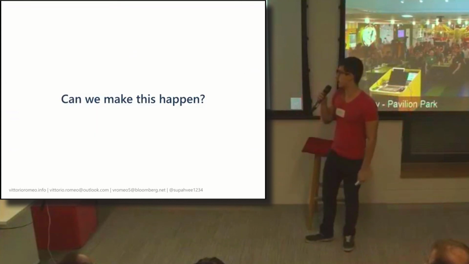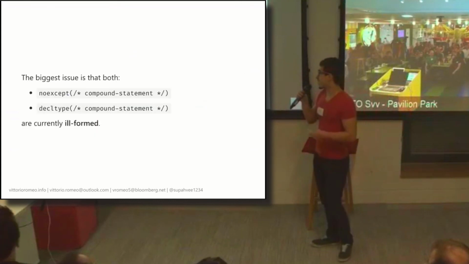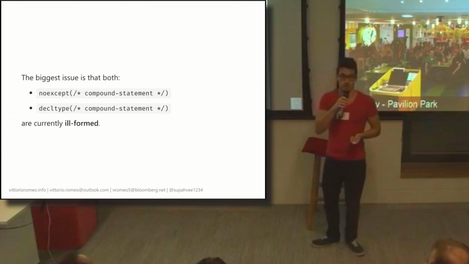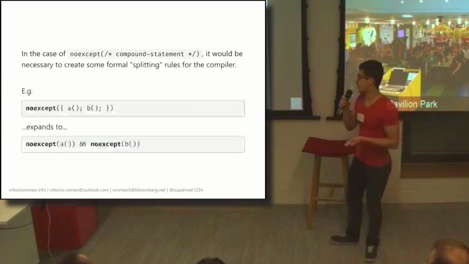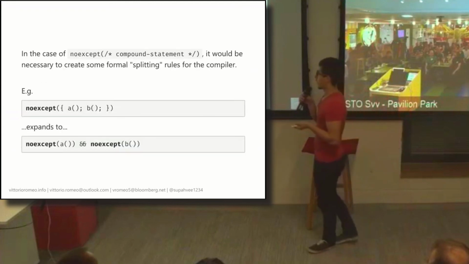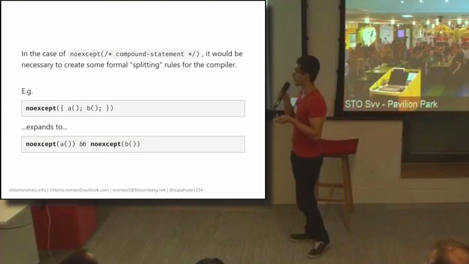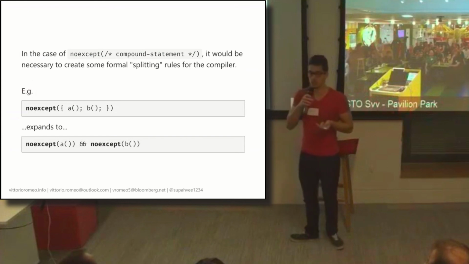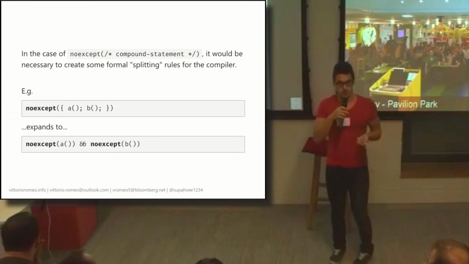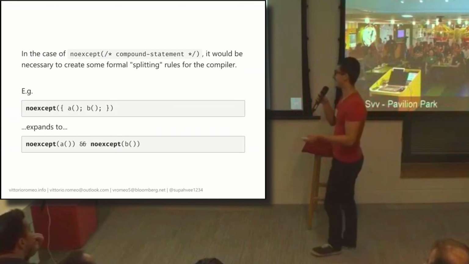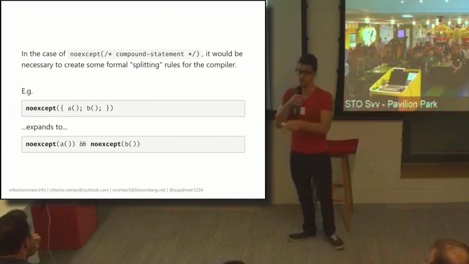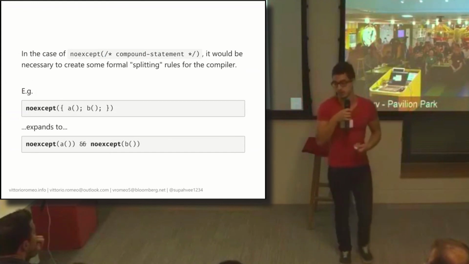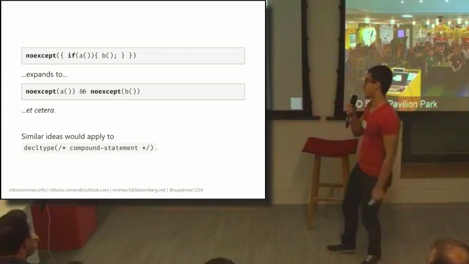The issue here is that we don't have a way of passing a compound statement to the noexcept operator or the decltype. That's currently ill-formed. So we might have to think about a way for the compiler to split a compound statement into multiple specifications of noexcept and decltype. For example, if we pass a compound statement to noexcept, we might have some rule in the standard that says it's equivalent to doing an AND operation between the noexcept of the first statement and the second statement. And we can do the same with an if.